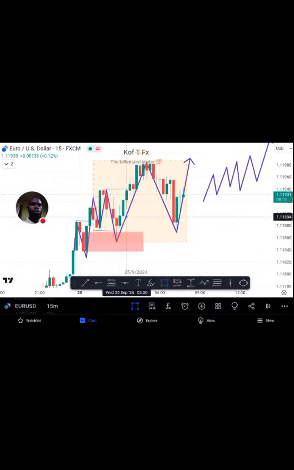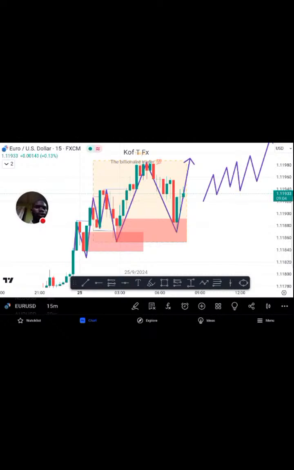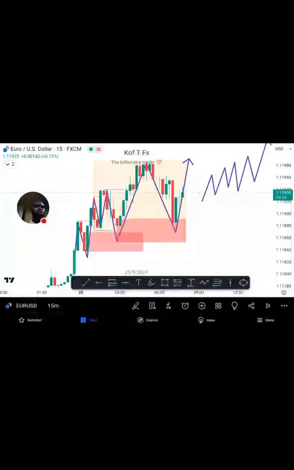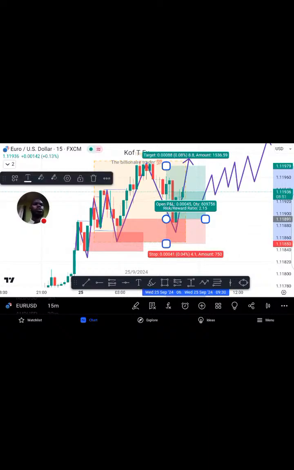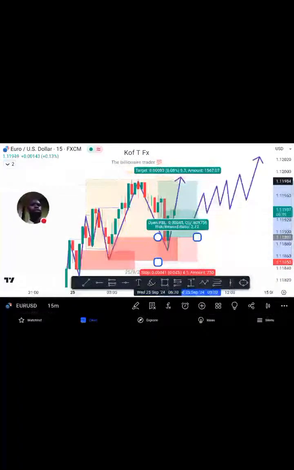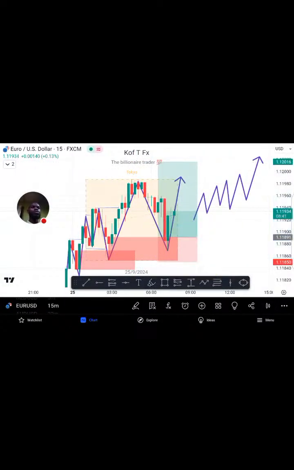Mitigation. This is where I would have taken the buy during London session, but price has already mitigated the zone and it's already in profit. This is what I could have done during London session, which has already happened before the London session. This is the actual setup.